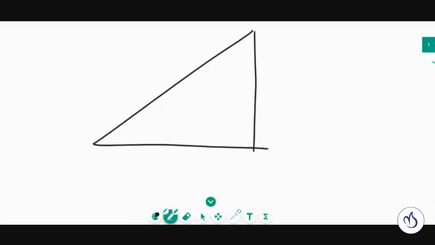So in this topic, our foundation is this triangle. This triangle here is what we know as the right-angled triangle. The right-angled triangle has three sides. We have this longest side, which is called the hypotenuse, the longest side.